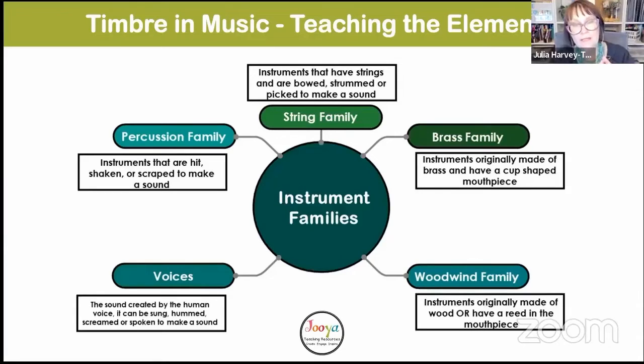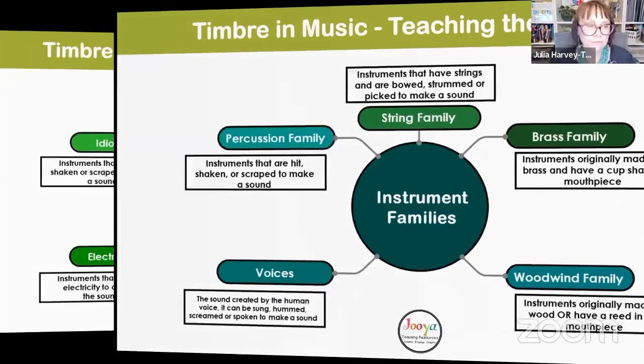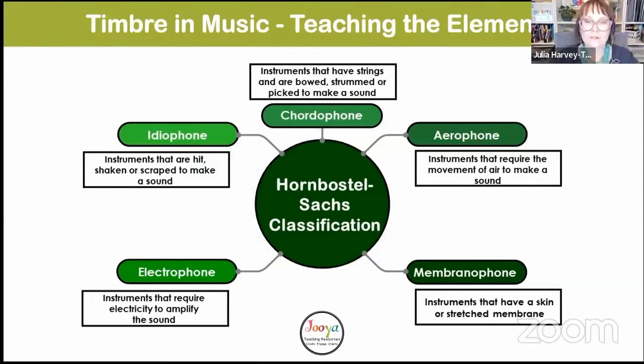String family: instruments with strings that are usually bowed, picked or strummed to make a sound. Brass instruments are originally made of brass and have a cup-shaped mouthpiece. Woodwind instruments were originally made of wood, but also have a reed in the mouthpiece, and that's why a saxophone comes under the woodwind family. That's one way to classify. You don't have to do that, because not all instruments fit neatly into those little categories, and that's why I like to use this other one.